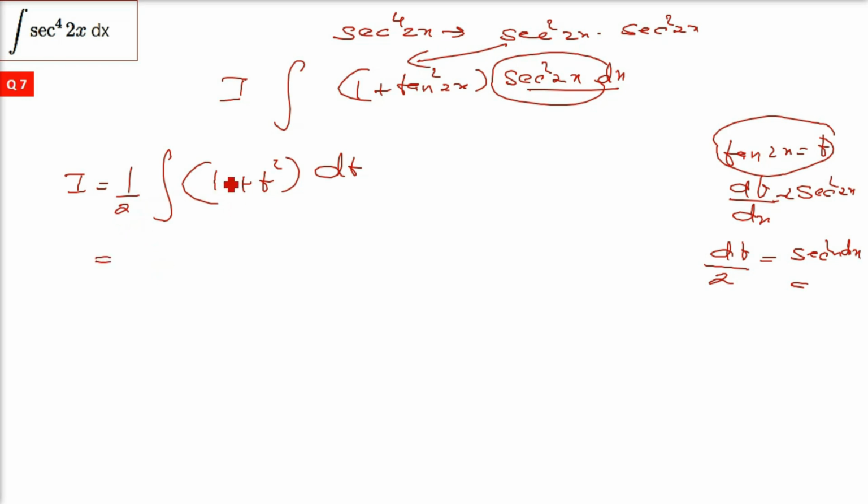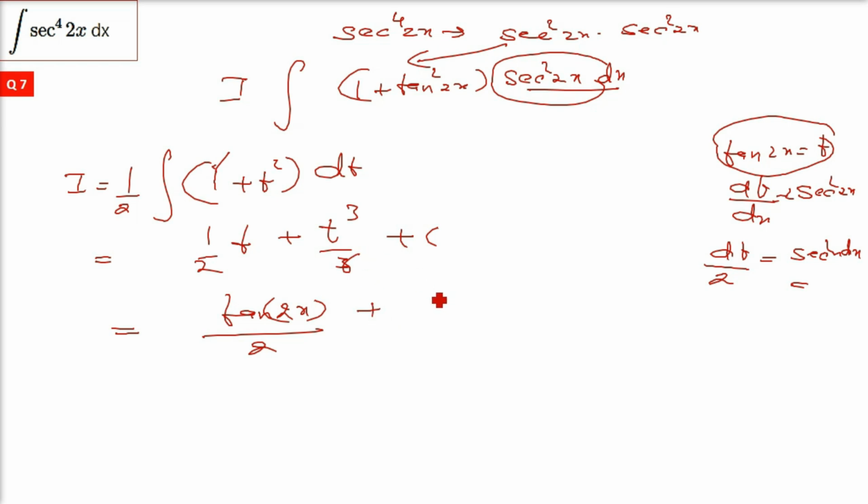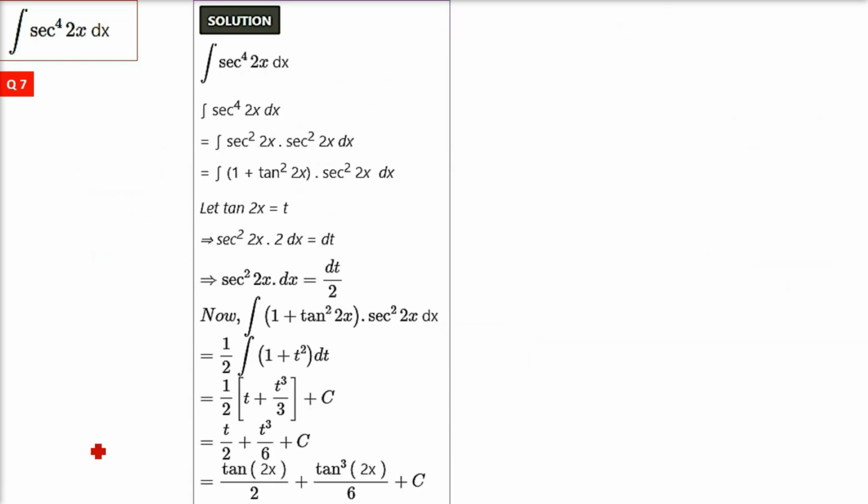So this can be directly done. Integration of dt will be t. Integration of t square will be t raised 3 by 3. 1 by 2 is outside, so multiply it inside. Plus constant of integration. Now t needs to be replaced by tan 2x. This will be tan 2x by 2 plus tan 2x whole cube divided by 6 plus constant of integration. So this is the way you are going to go about it. Quite straightforward. Just divide sec 4 2x into sec square 2x and sec square 2x and take t equals tan 2x. That will solve your purpose.